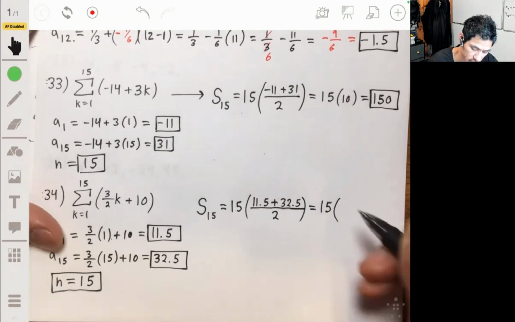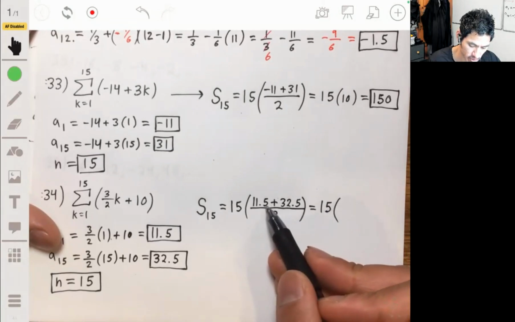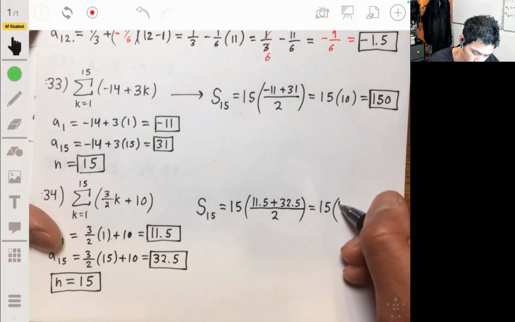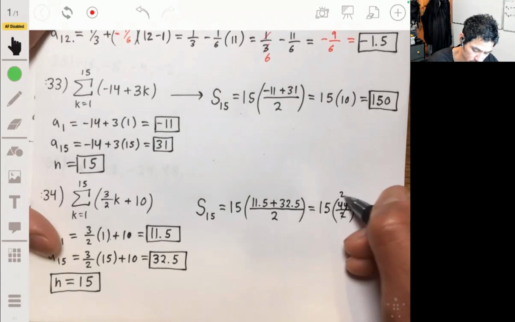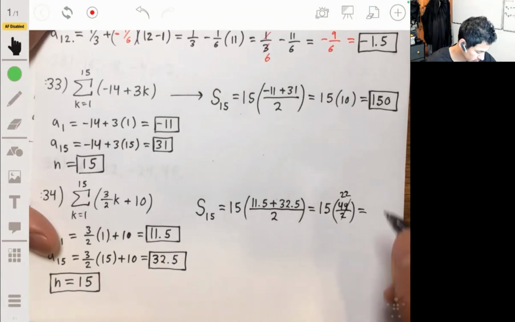So 15 times 44 over 2, or 15 times 22, which will be 330.